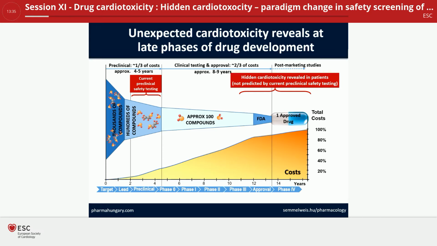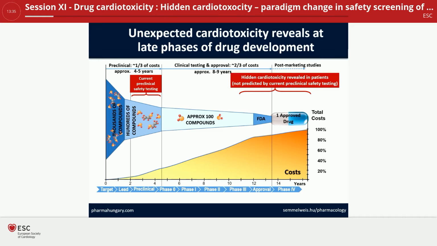However, the problem is that during the course of the clinical phases, and also sometimes during the period of the drug on the market, cardiotoxicity reveals, and this is a huge problem. This cardiotoxicity reveals in patients during the clinical phases, either during the clinical trial or when the drug is on the market. Sometimes only phase 4 studies, post-marketing studies, will reveal the cardiotoxicity. And also some pharmacovigilance data.